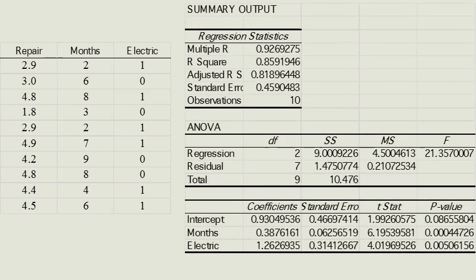And here is the multiple regression output for this data. Let's first notice that each variable is significantly related to repair time, and that the fit of the model is pretty good. But I want to focus on the slope coefficients to see what they mean.